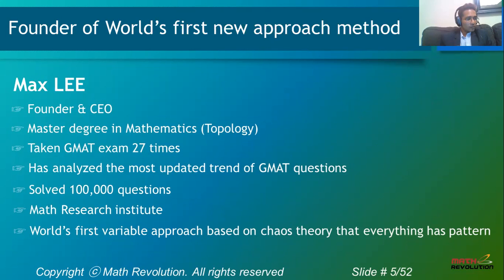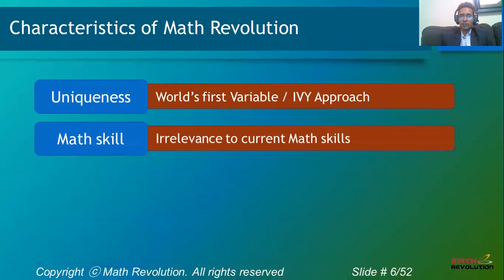Max is the founder and the CEO of Math Revolution, with a master's degree in mathematics, and he has solved more than 100,000 questions. That itself is a Bible. And he has taken the GMAT exam 27 times with a perfect score of Q 50, 51 many times. So he's the one who has brought this concept of the variable approach.